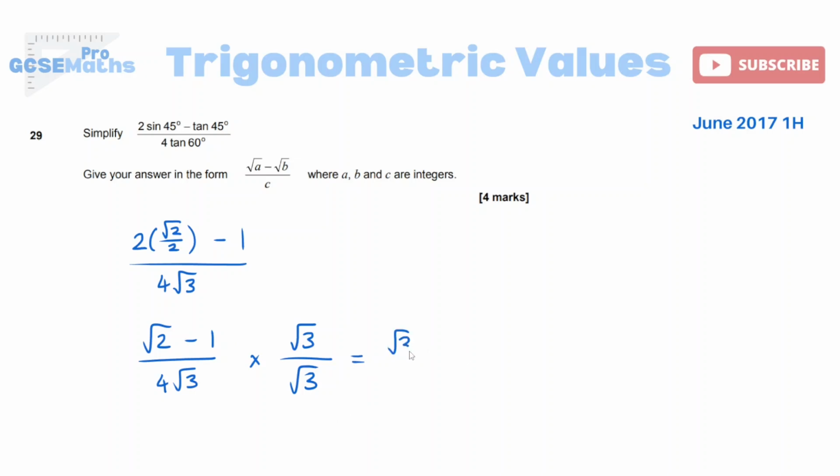So we've got effectively single brackets that we need to expand in the numerator. The denominator ends up being 4 root 9, which obviously root 3 times root 3 would cancel to become just a whole number 3. So that's 4 times 3. Okay, now let's keep working to get our simplified version.